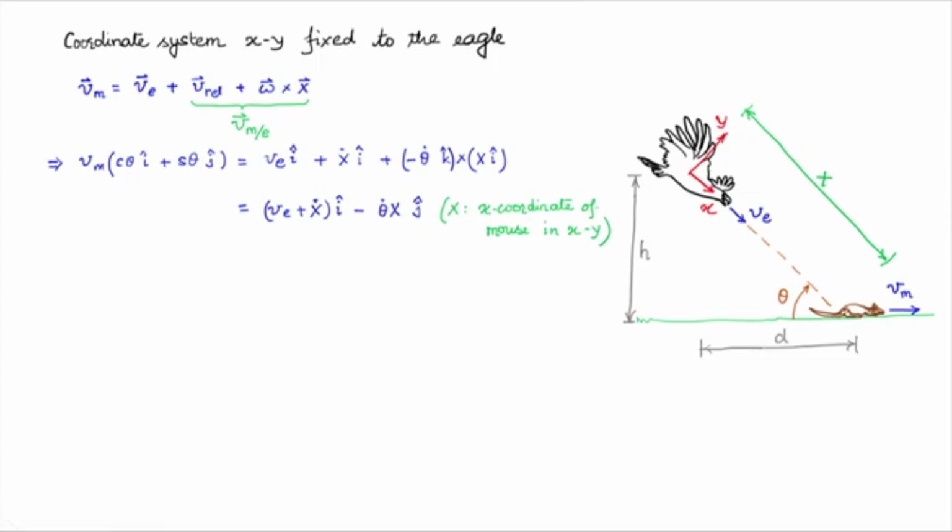Once you do this rearrangement, then on the right hand side, along the i cap direction I have Ve plus capital X dot, and along the j cap I have minus theta dot times X. Now, comparing the two sides, from the i cap equation, Ve plus capital X dot must be Vm cosine theta. Therefore, X dot is Vm cosine theta minus Ve.